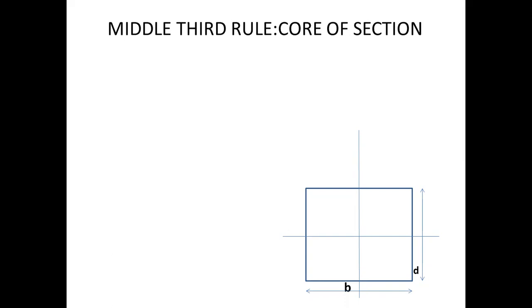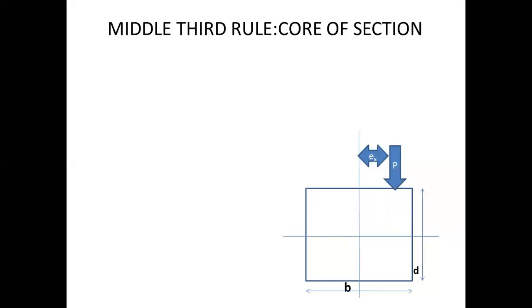The significance of core of section is we have to find out a particular section in such a way that if we apply load within the core of the section, then the column will not be under tensile forces, will not be under tension. Now for this, I have taken one rectangular section whose breadth is B and depth is D, and these are the two axes, x-axis and y-axis.